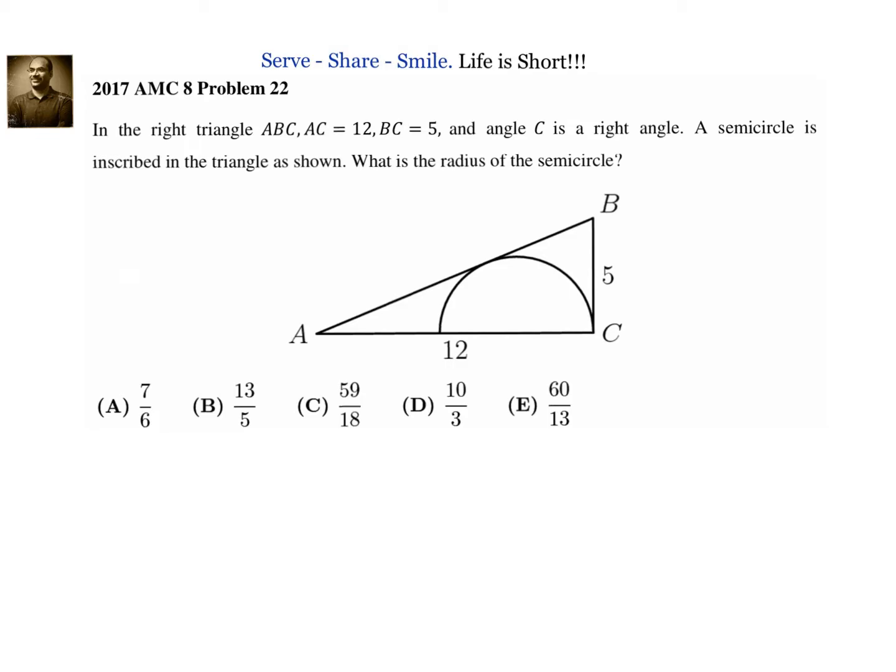Let us look at this problem. In the right triangle ABC, AC is 12, BC is 5 and C is right angle. A semicircle is inscribed in the triangle as shown. What is the radius of the semicircle? Now this is a problem related to 9th grade or 10th grade. Let us see how to solve this problem.